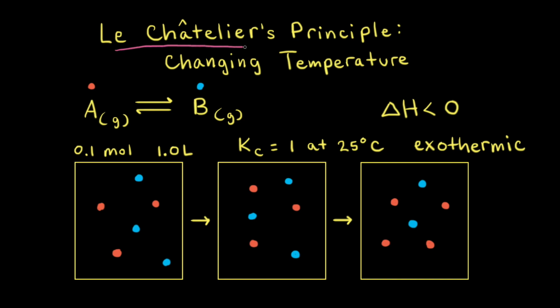Le Chatelier's principle says if a stress is applied to a reaction at equilibrium, the net reaction goes in the direction that relieves the stress. One possible stress is to change the temperature of the reaction at equilibrium.